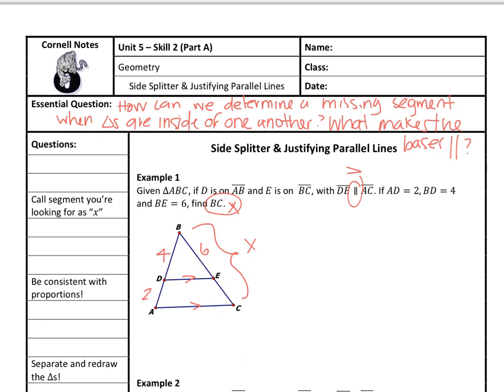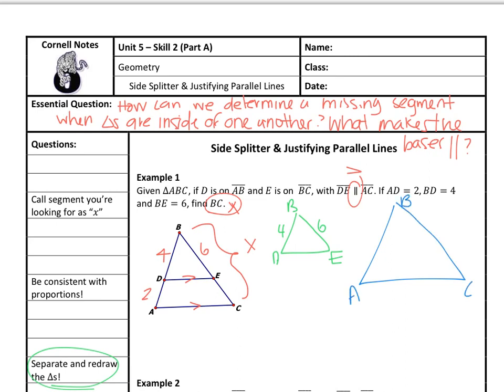Remember, last time in the video that Miss Wesley just did with you in 5.1, she said you might need to redraw your triangles. Well, that's something we constantly do here: separate and redraw the triangles, as you see in your little side bank over there. So we've got triangle BDE up top with sides of 4 and 6, and then we have the big triangle ABC. You separate it into the big one and the small one, okay? And make sure that you label everything.